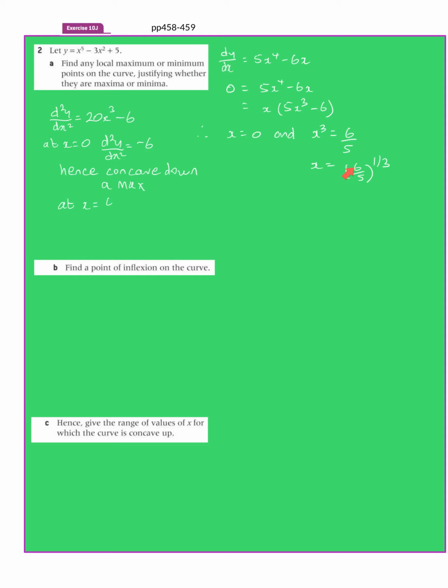And the other one, which is the cube root of 6 on 5, we put that into the second derivative and we find out whether it's plus or minus. Okay, so we go through the process, and we find out the answer is 18. It'll come up to 18. Now that's positive. So when it's positive, it's going to be concave up, which indicates a minimum.